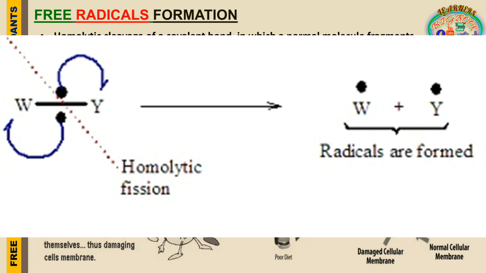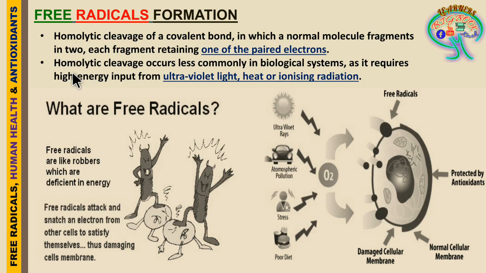If this is going to happen during this time, these molecules or the atoms are going to become the free radicals. Here again, homolytic cleavage occurs less commonly in biological systems as it requires high energy input from ultraviolet light, heat or ionizing radiations. So within the biological systems, these kinds of cleavages will take place very little.